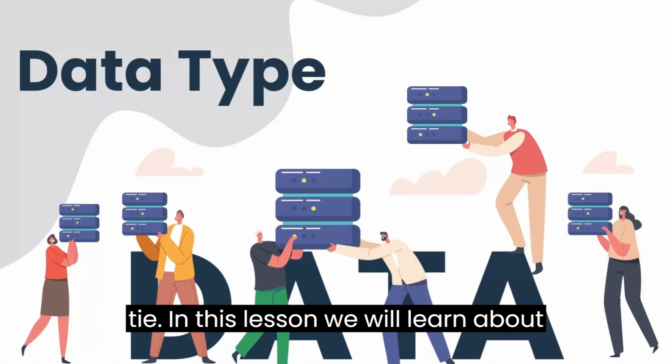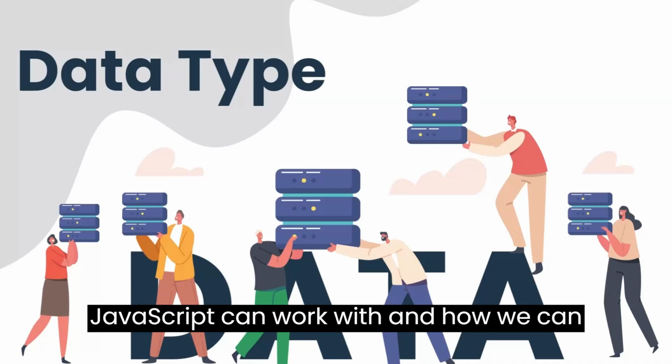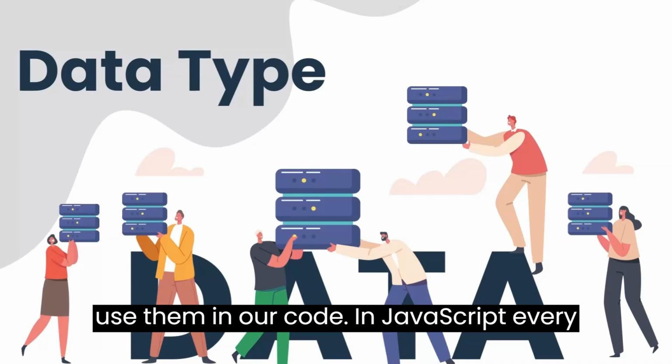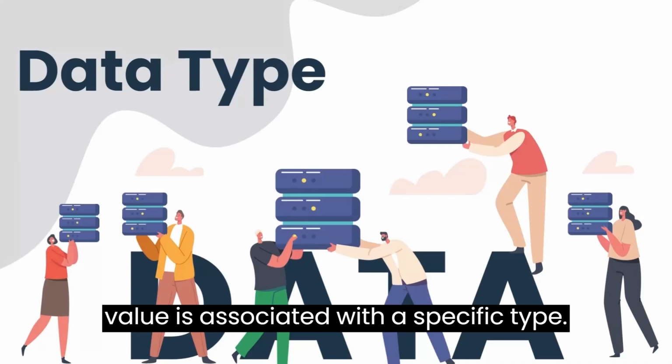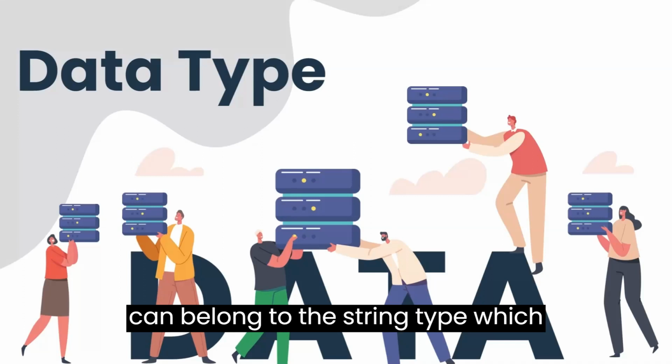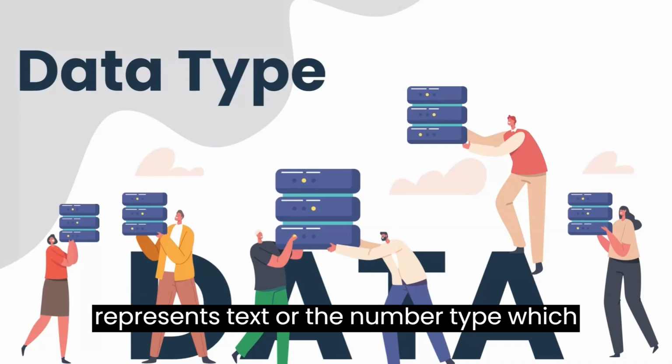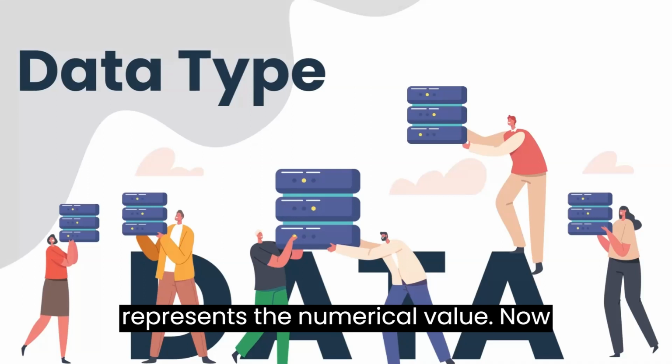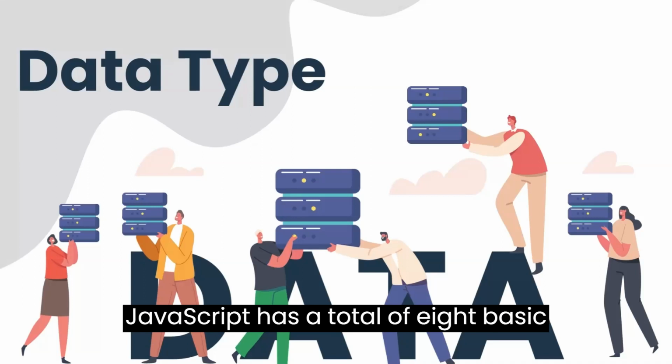In this lesson, we will learn about the various types of values that JavaScript can work with and how we can use them in our code. In JavaScript, every value is associated with a specific type. Imagine types as different categories that classify the value. For example, a value can belong to the string type, which represents text, or the number type, which represents numerical values. Now JavaScript has a total of 8 basic data types.